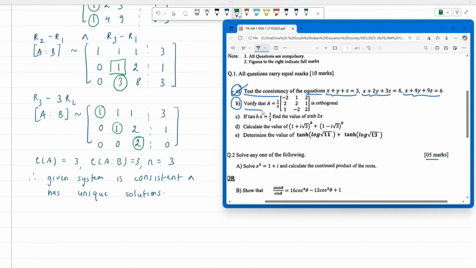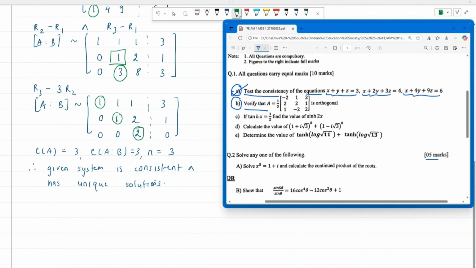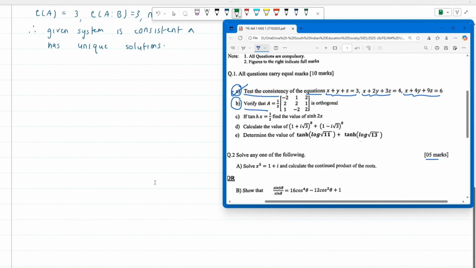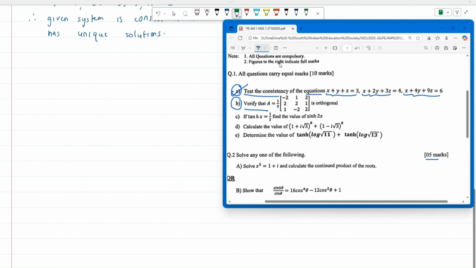In question number B, we are given a matrix A and we are asked to verify whether the matrix A is orthogonal. So let's get started with that. Firstly, let me write down the matrix A. It's 1 over 3 times we have entries as these.